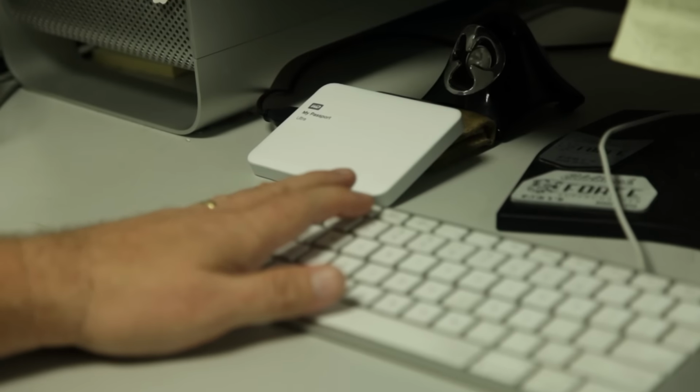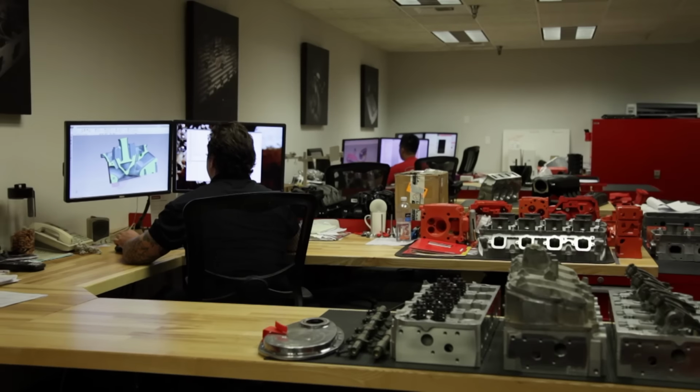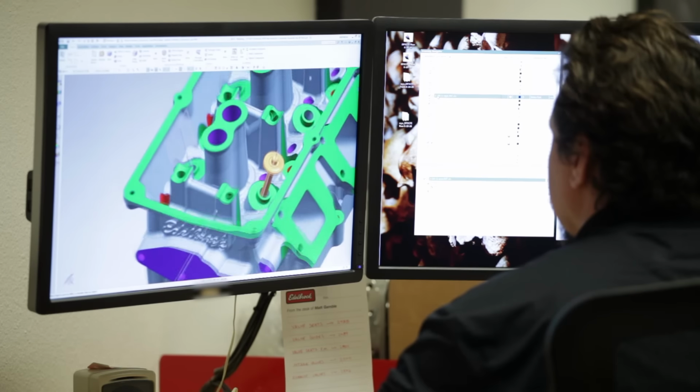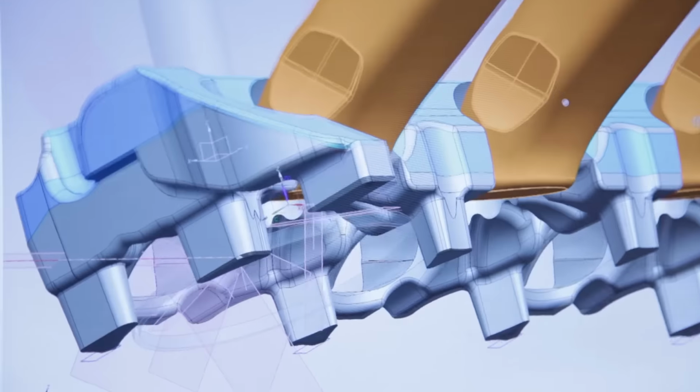We want to buy products that are reliable, that are fast. When it came time, we chose Western Digital drives because we've got plenty of stuff to worry about, we don't need to be worrying about that. We're looking for performance out of our computers that can get us performance out of our parts.